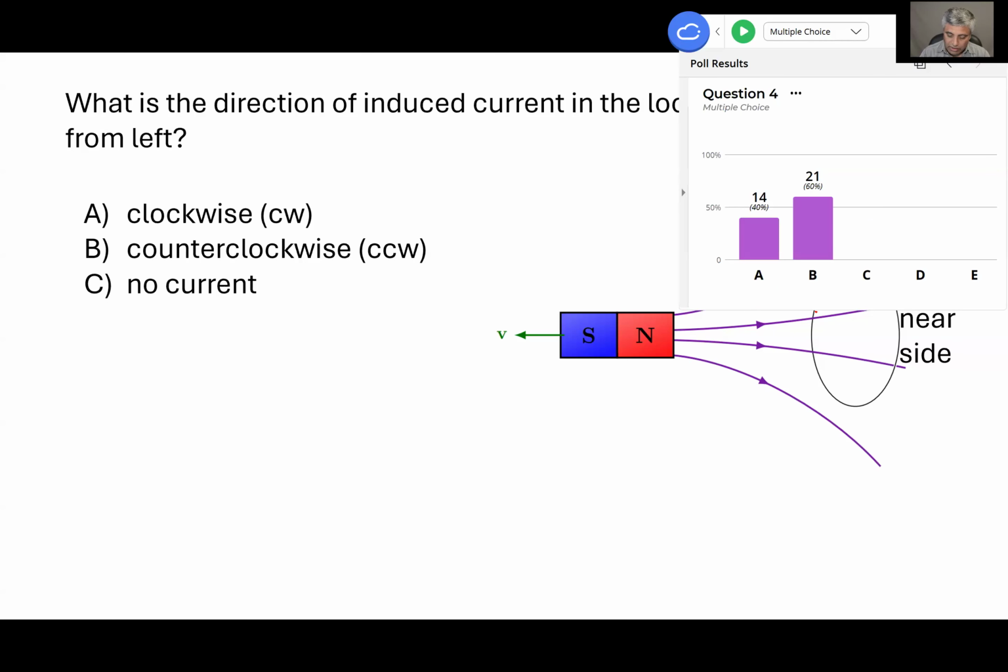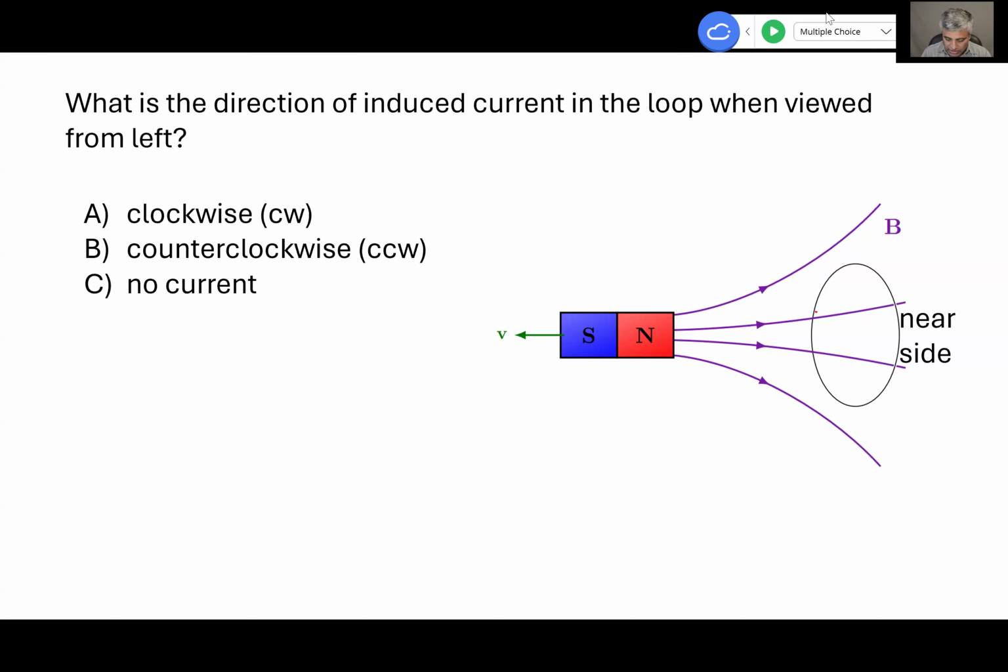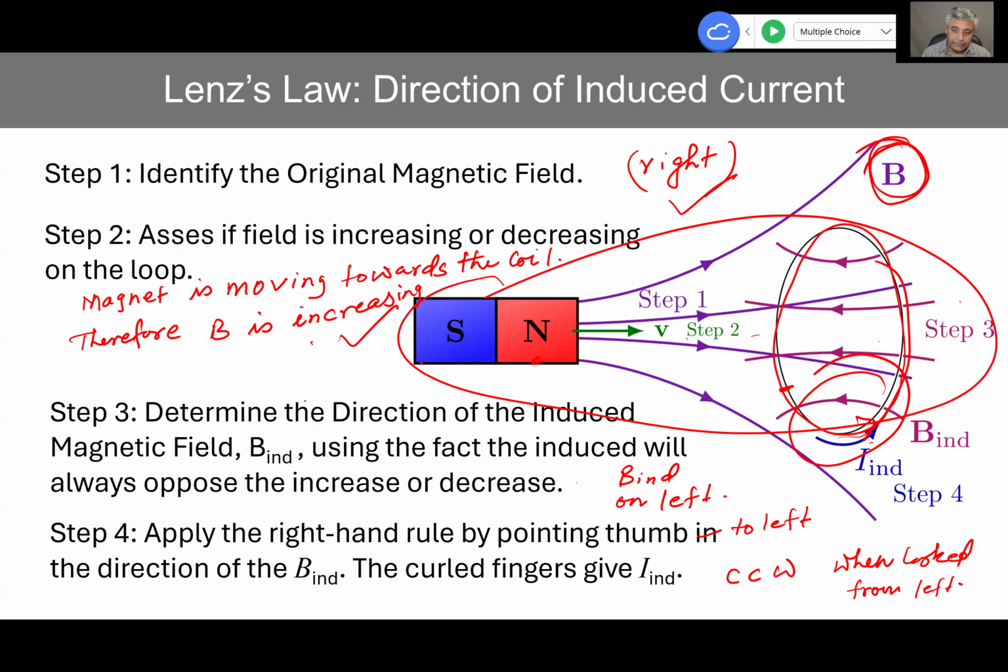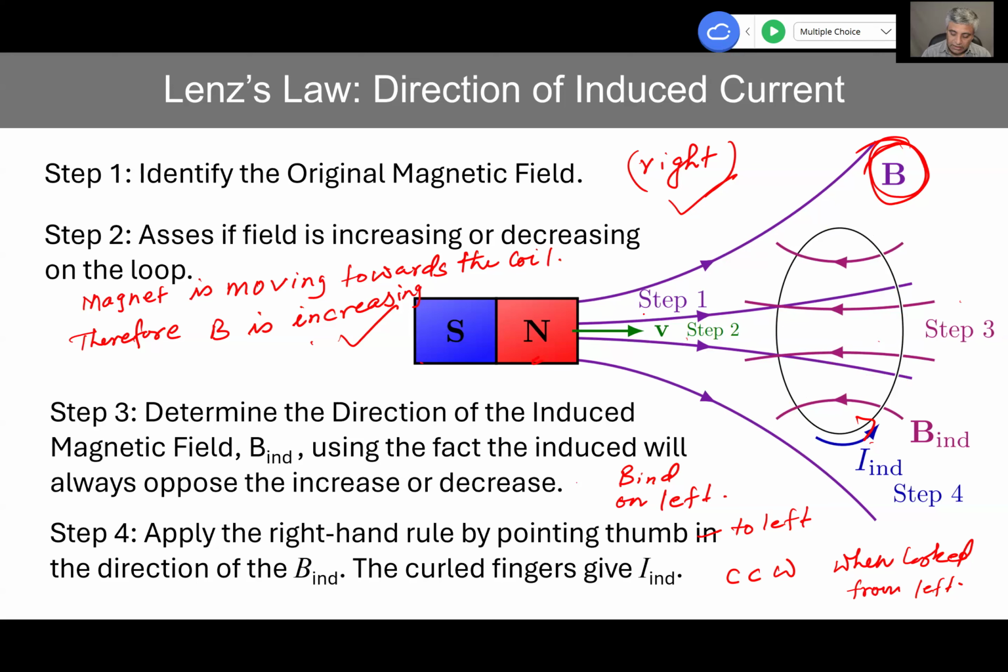So mostly counterclockwise. So let's see, was that counterclockwise over there? Yeah, and that was counterclockwise here. So you don't see any difference between this one and that one, folks? See, the B, it was going towards the coil. Now it's moving away from the coil. Okay, so how does that change?